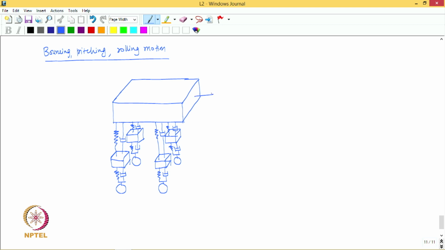So, we have 1 degree of freedom x1, then we have the rotation of the car body in the vertical plane which contains the direction of movement of the car, that is theta, and then the angle of the slope of the car in a plane which is perpendicular to the direction of movement, let us say that is phi, that is rolling motion, and then we have these vertical motions of the tires. So if I call these x2, x3, x4, x5.